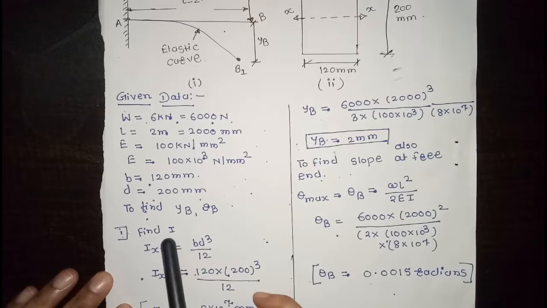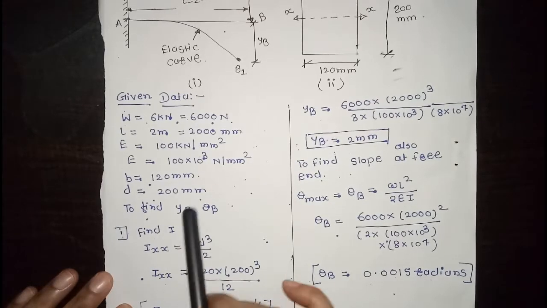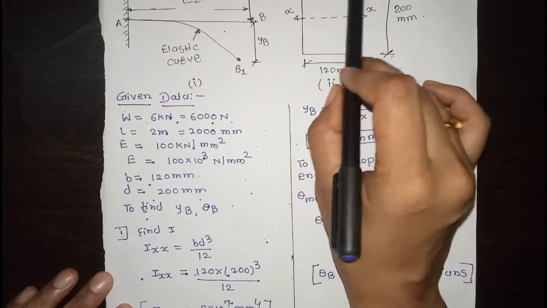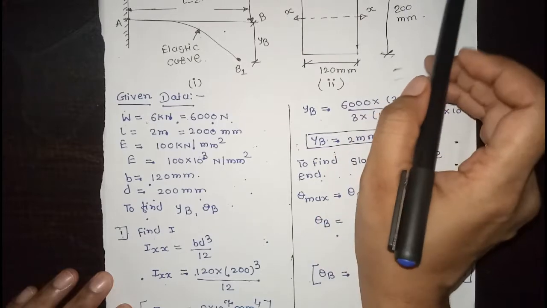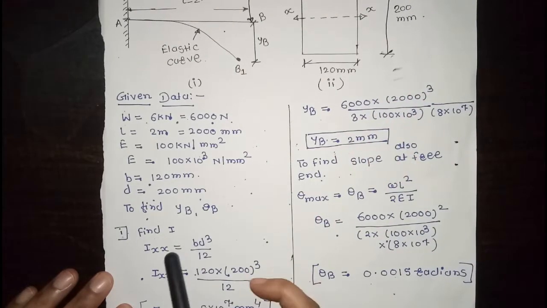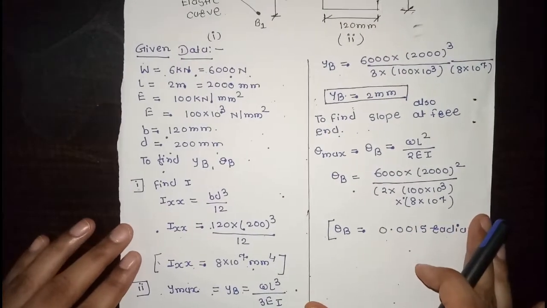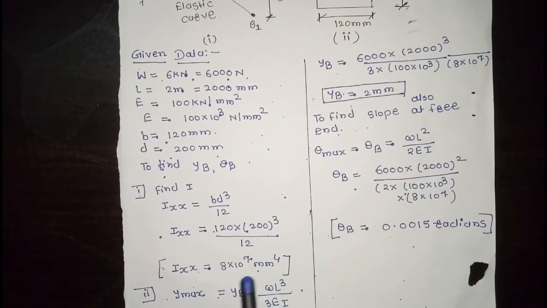So first, calculate I. I is not given in this question, but we have been given the rectangular section having width and depth. So what is the formula of I for a rectangular section? BD cube by 12 about the x-axis. So Ixx is equal to, put the values, B is 120 and D is 200. Then we get Ixx is equal to 8 into 10 to the power 7 mm raised to 4.